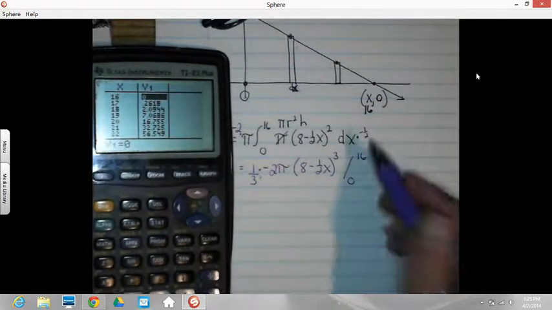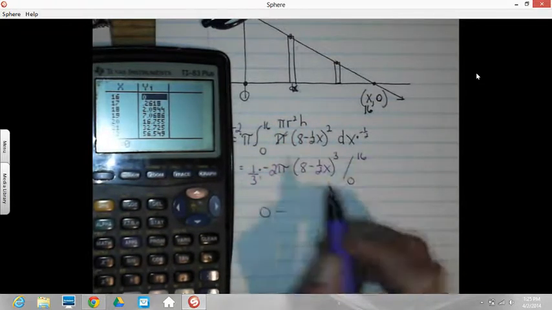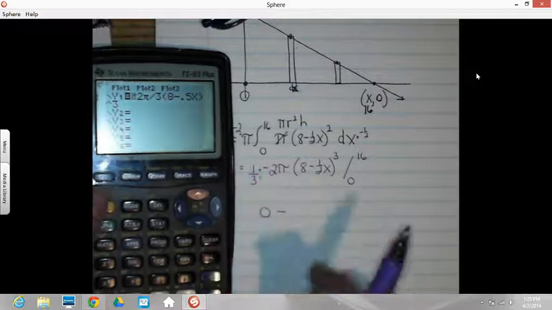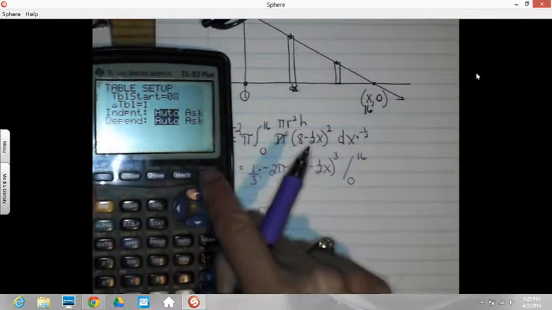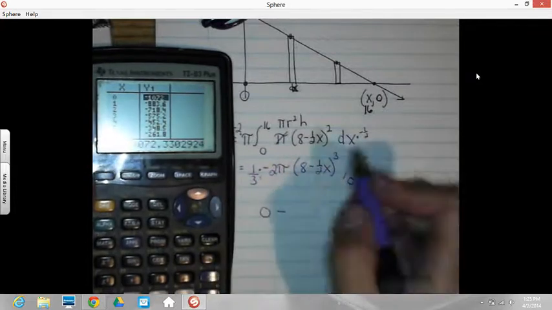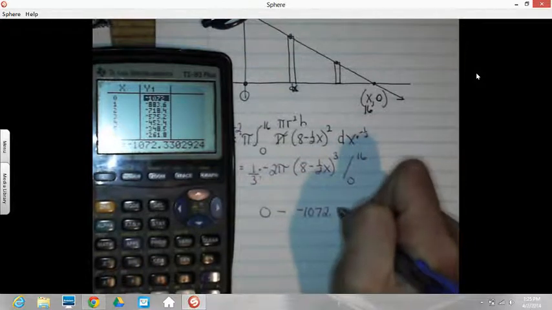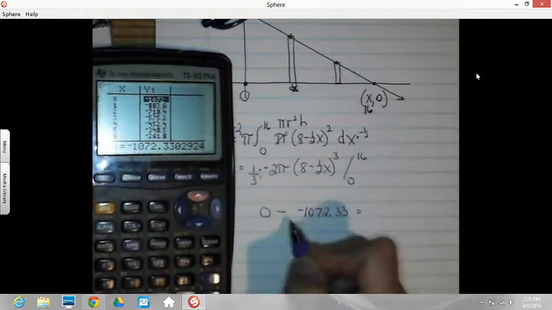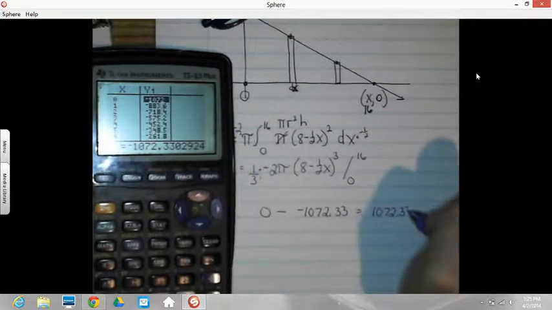So if I put in the 16, I get a 0, minus, did I put the negative in? Oh yeah. Now I want to put in a 0. I get a negative 1072.33. So subtracting a negative, I get 1072.33 cubic units.